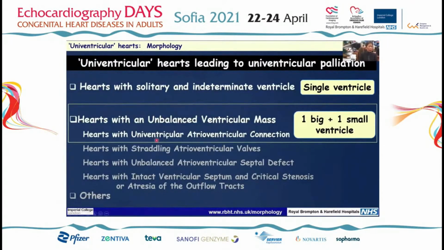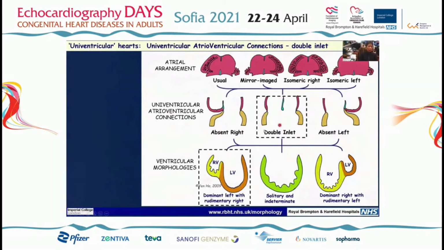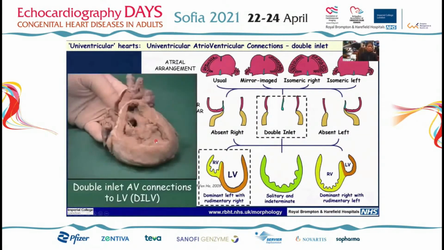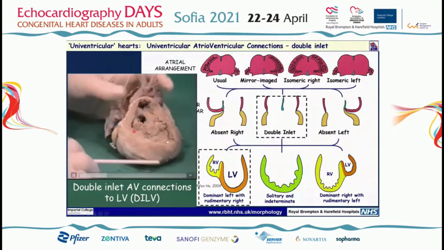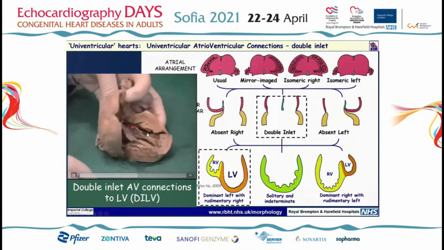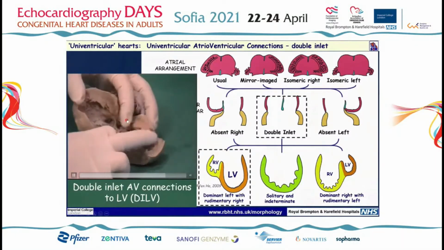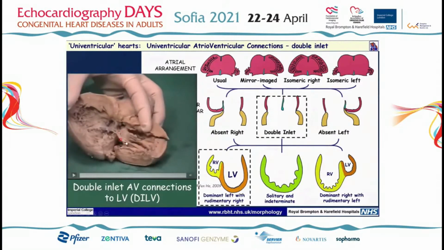So we start off with hearts with unbalanced ventricular mass, those with univentricular atrioventricular connections, a double inlet to a dominant left ventricle with rudimentary right. You see here the front of the heart, a rudimentary right ventricle, no inlet component, a ventricular septal defect there. And here, looking into the dominant left ventricle, we happen to see two atrioventricular valves draining the atrial chambers into one big ventricle. And over here, the ventricular septal defect feeding into the rudimentary right ventricle, anteriorly situated. And we're just about to see an outflow valve here, a semilunar valve, aortic or pulmonary.